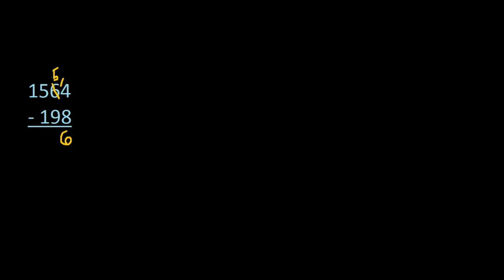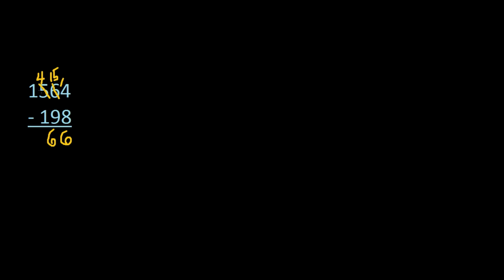Now 9 from 5, you can't take 9 from 5, so you're going to have to borrow again. So you'll come over here and you'll drop this down to 4. So the 5 becomes a 4. You add a 1 in front of the 5 to make it 15. So now 9 from 15 we can do, and that is again 6.